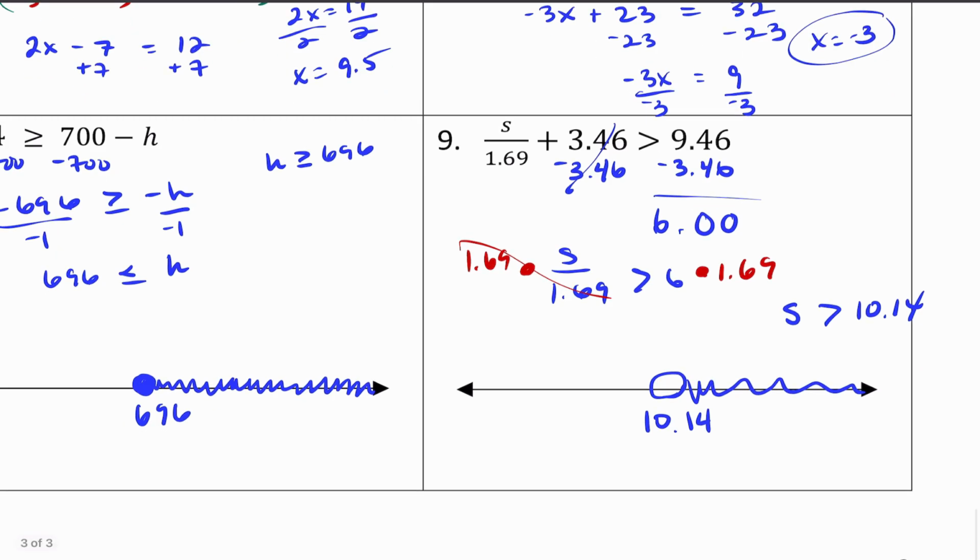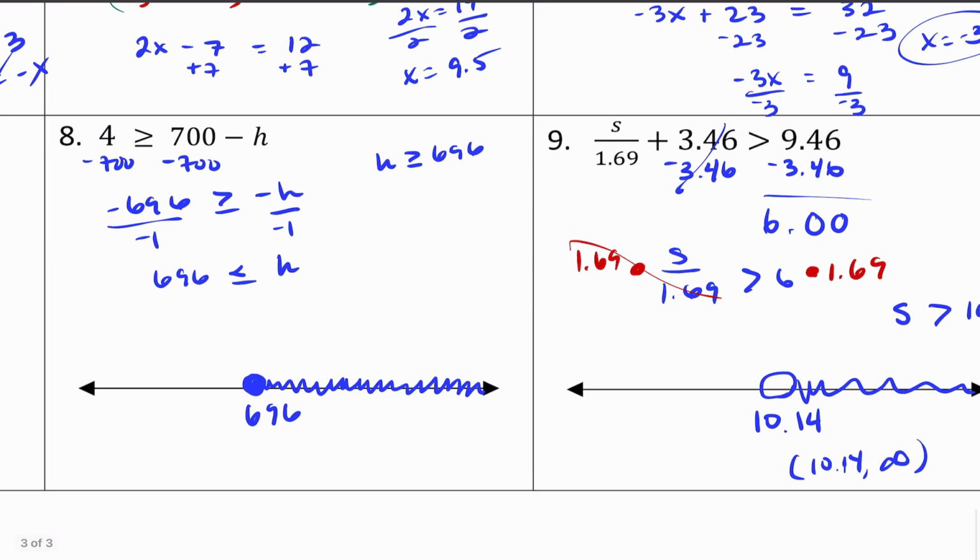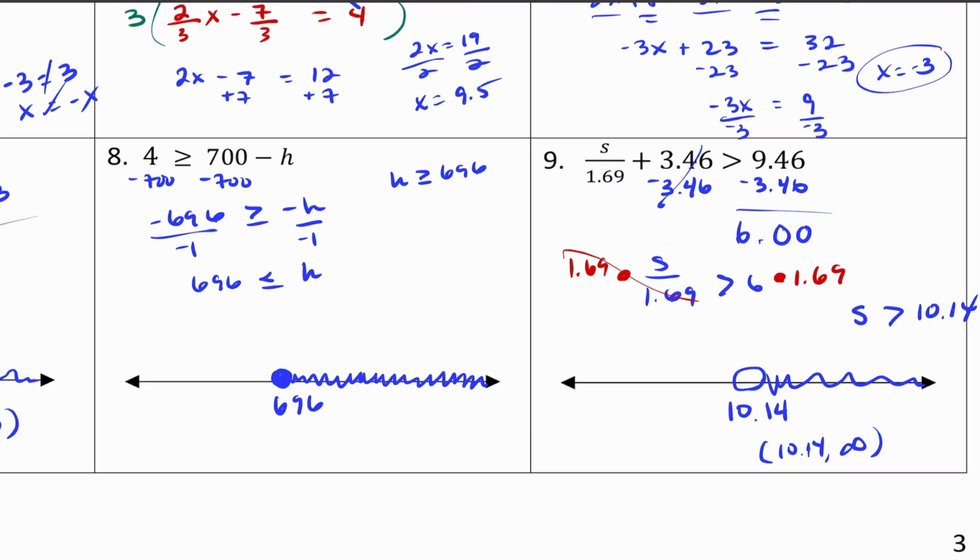To the right. So if we were to write this as an interval, this is going to be regular 10.14, comma, positive infinity. And I forgot to do the interval for number 8, so square bracket 696, comma, positive infinity.